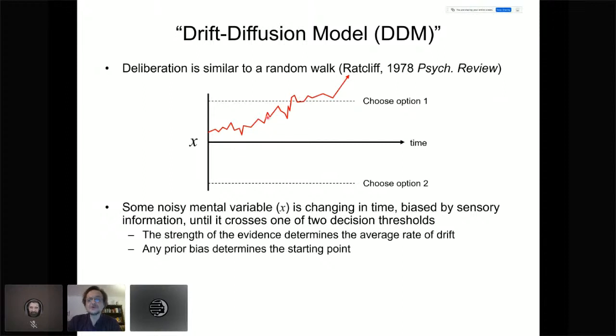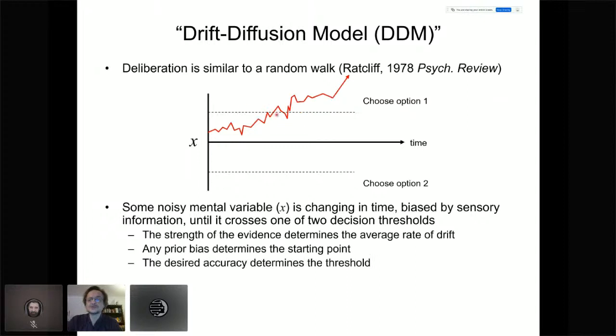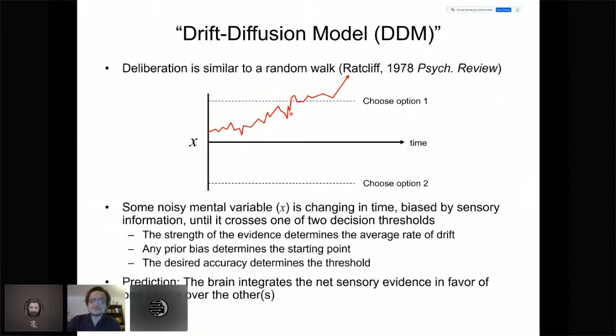Furthermore, you can also control your speed-accuracy trade-off. If you really want to be fast, you can reduce this threshold to make your decisions more quickly. But then you're subject to making more errors because of noise, and so if you want to be accurate, you want to increase the threshold. So the prediction of this model is that during deliberation, the brain is essentially integrating the net evidence in favor of one choice over the other or others. This can be generalized to multiple variables.